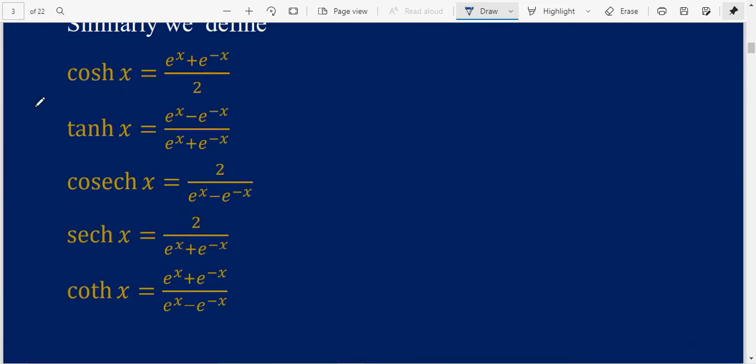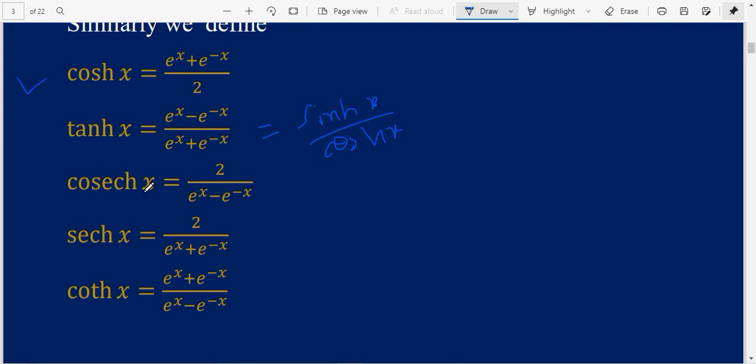Similarly, we define cos hyperbolic x is equal to e raised to x plus e raised to minus x upon 2. Then tan hyperbolic x is equal to sine hyperbolic x upon cos hyperbolic x, so it is equal to e raised to x minus e raised to minus x upon e raised to x plus e raised to minus x.